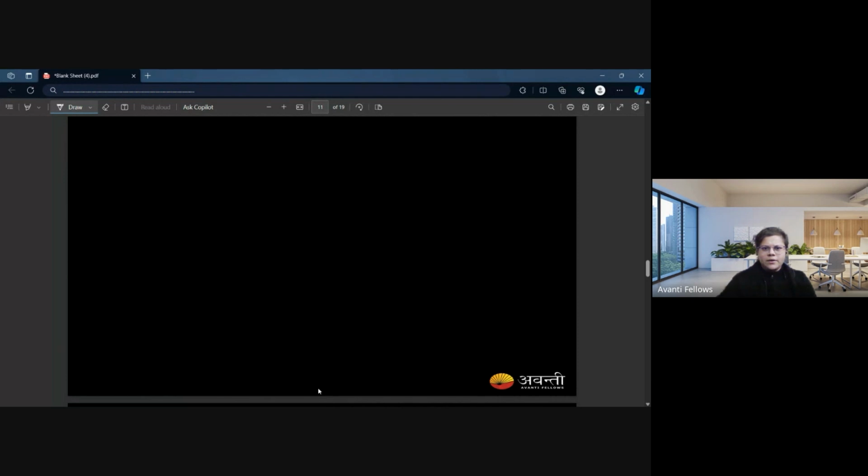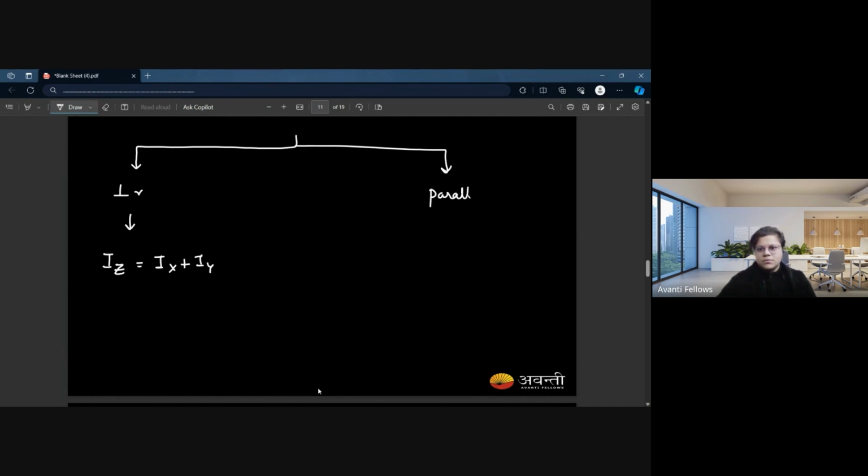I really want you to remember a few points: for the perpendicular axis theorem, it is IZ equals IX plus IY. And for the parallel axis theorem, it is I equals I of C of M plus M A square.